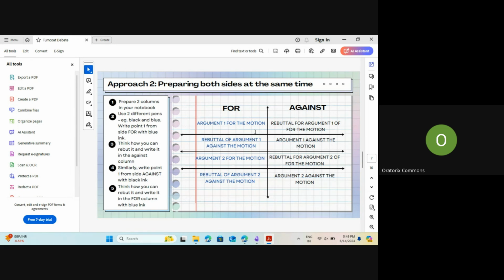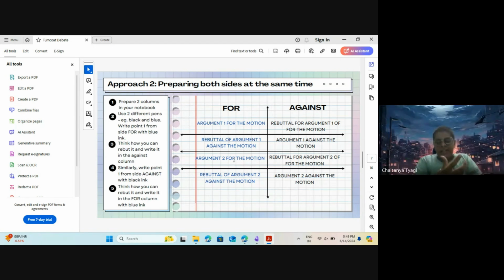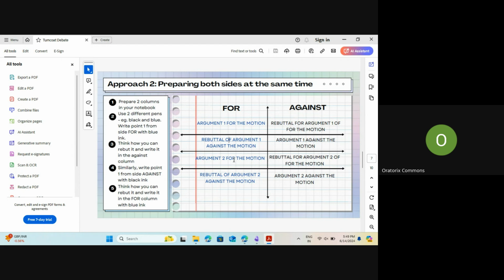इसी तरीके से पहले for का पहला argument सोचो, उसका rebuttal सोचो, फिर against का पहला argument सोचो, उसका rebuttal सोचो, फिर ऐसे ही. It's just like you define two terms in our studies. In the studies, yes, sir.